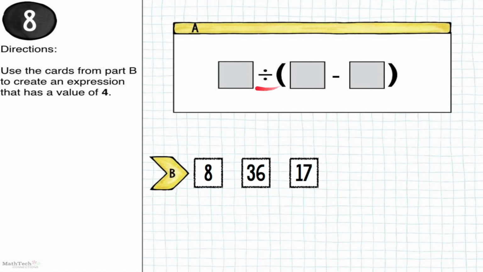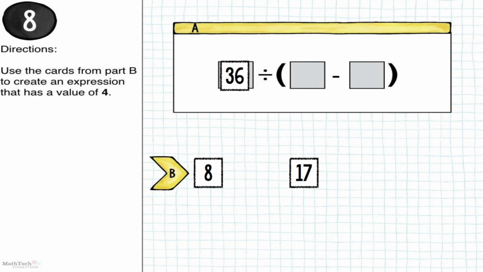So what I notice is I have a blank divided. Well, with my numbers, I notice that 17 is prime, so I can't use that there. So I'm going to go ahead and plug in 36 there. Because a lot of the times kids, when they think of division, they think we have to start with a larger number. Right. So let's just use what they are thinking. I want to use their thinking there.